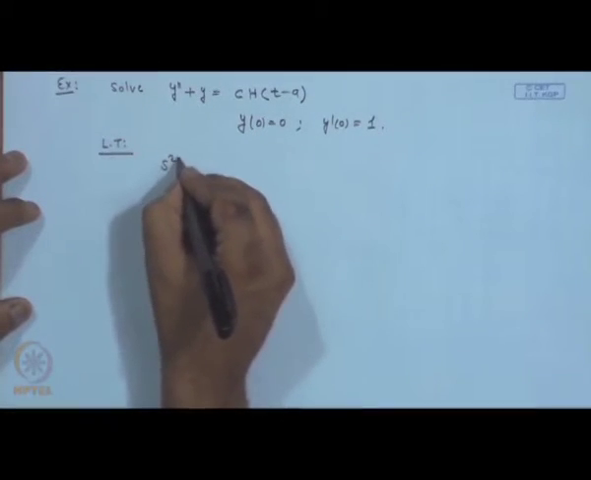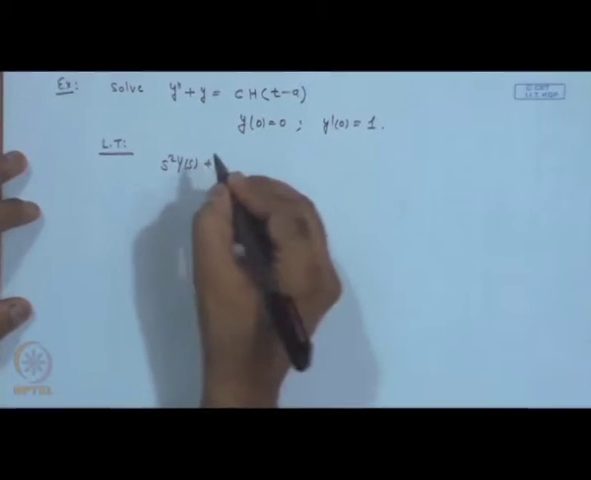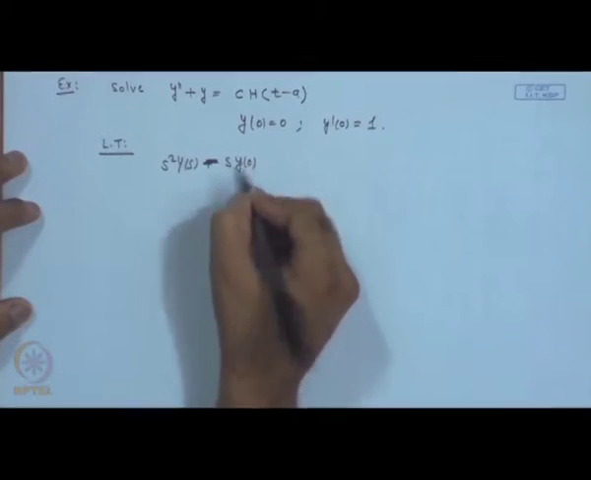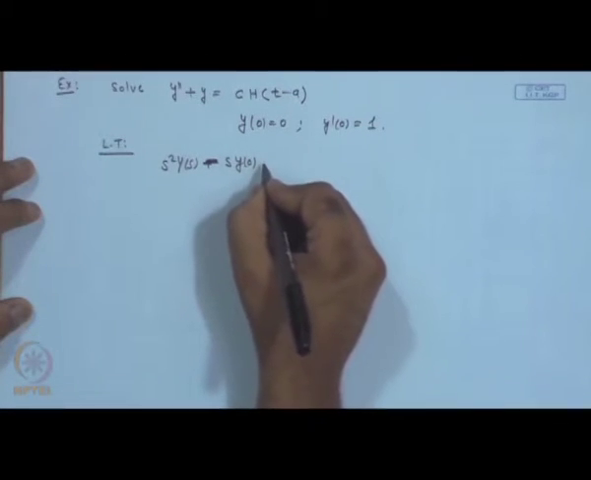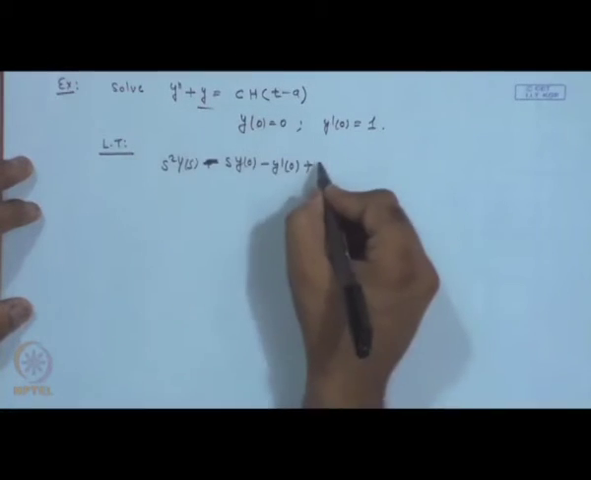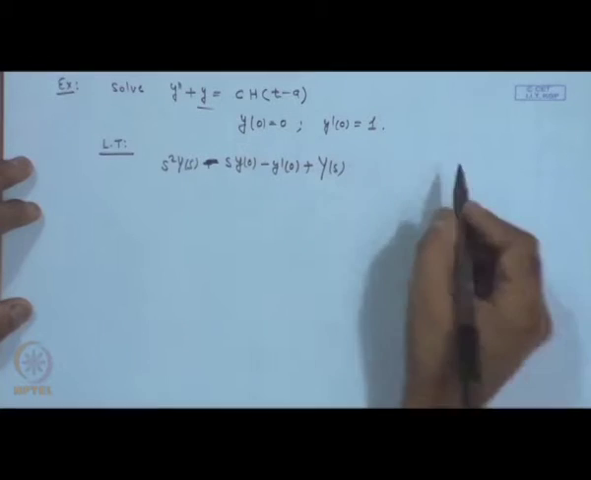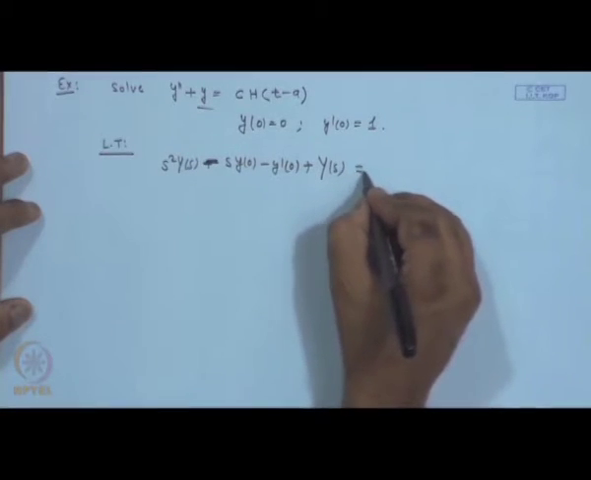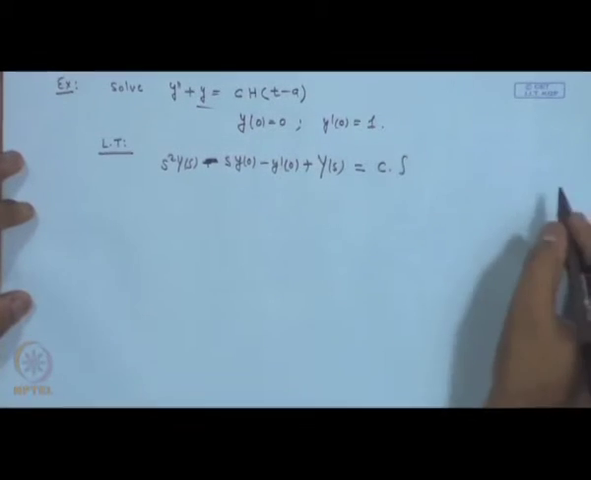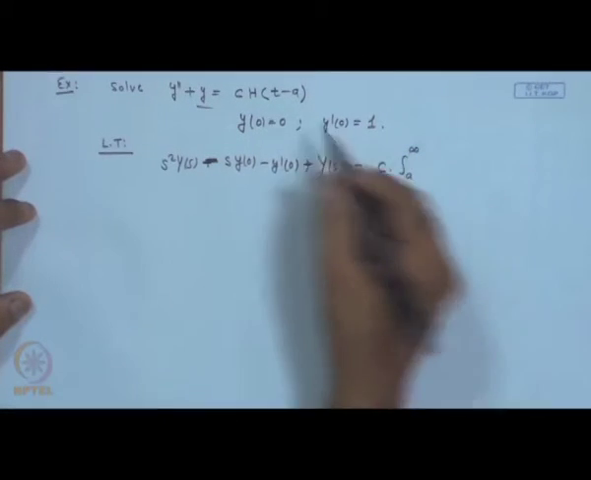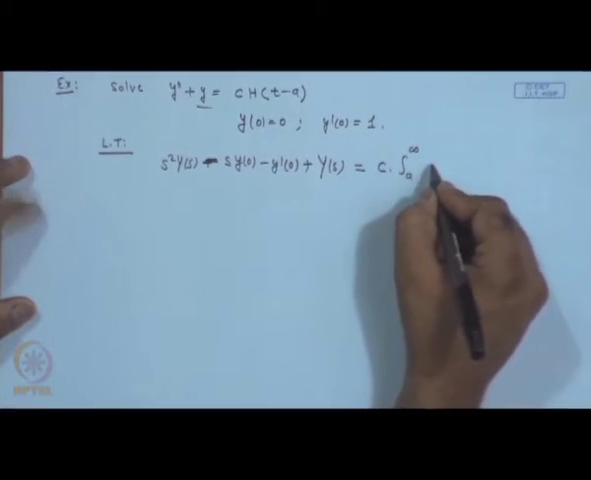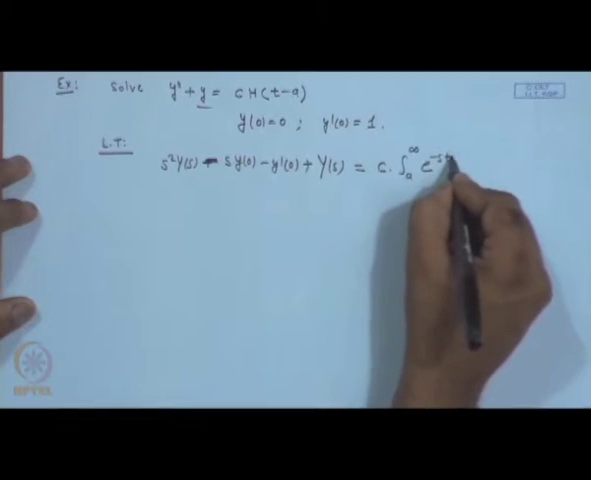So, we have s square Y(s) minus s y(0) and minus y prime 0. Here we have plus Y(s), the Laplace transform of y, and then we have c times the Laplace transform of this, which I can directly write from the basic definition. Since this is defined for t greater than a only, so integral from a to infinity of e power minus s t dt.